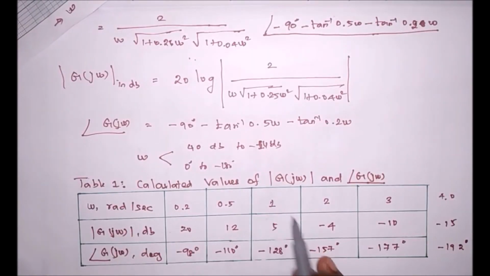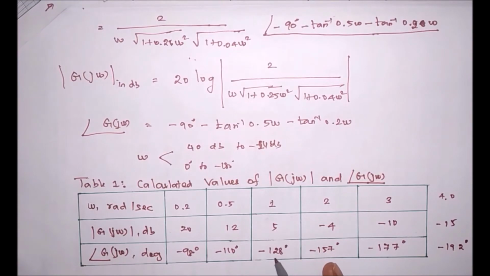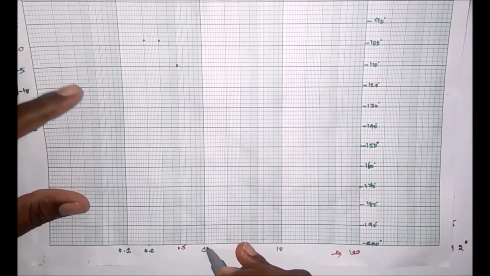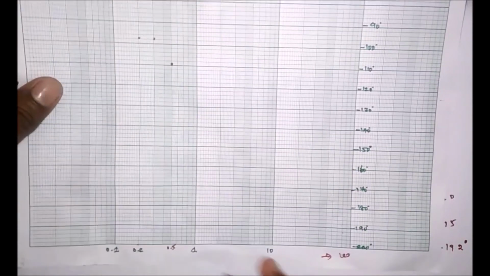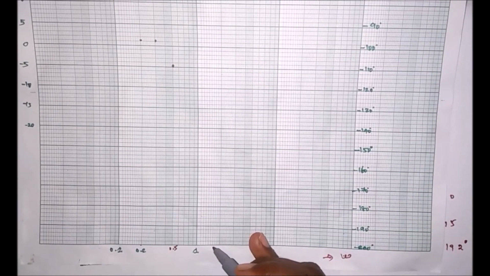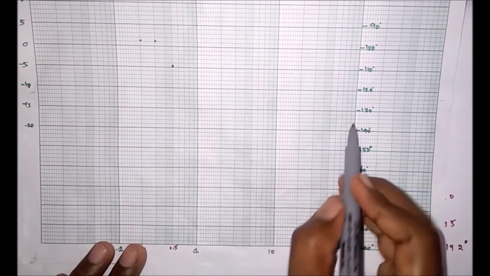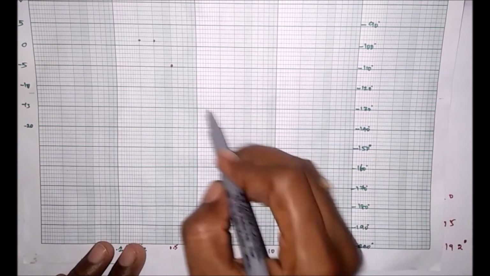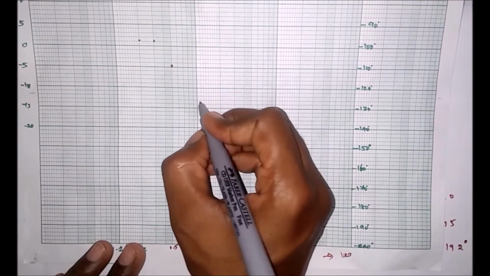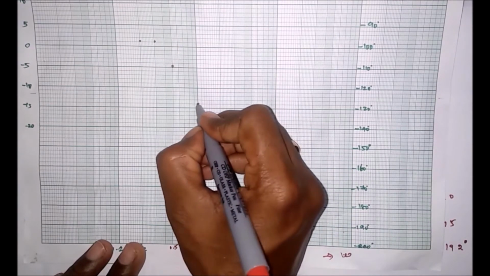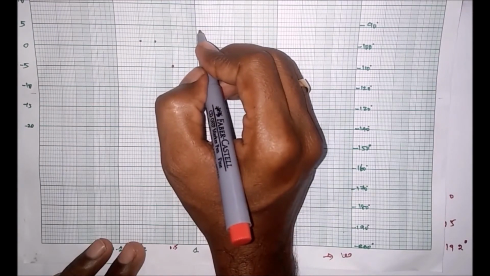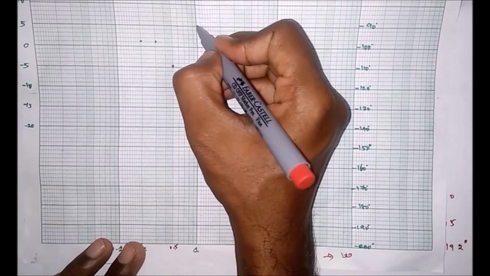Then we take the third point. Omega equal to 1, magnitude is 5, angle is minus 128 degree. So this is 120, this is 130, so this is minus 128. Then for the magnitude plot, magnitude equal to 5, so this is the 5.